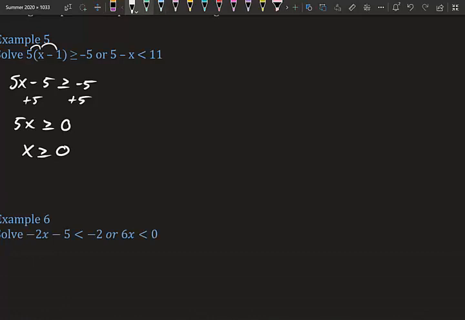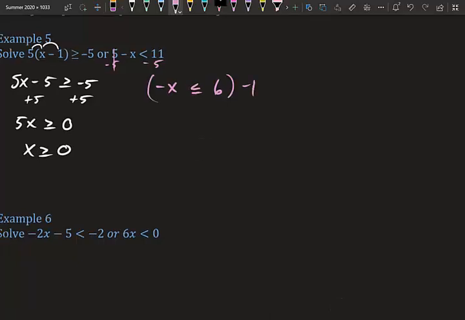Now we do our second one. I'm going to subtract 5 from both sides. And when we do, we're left with negative x is less than 6. And we're not allowed to have that negative, so we're going to multiply it out. And we have x is greater than negative 6.